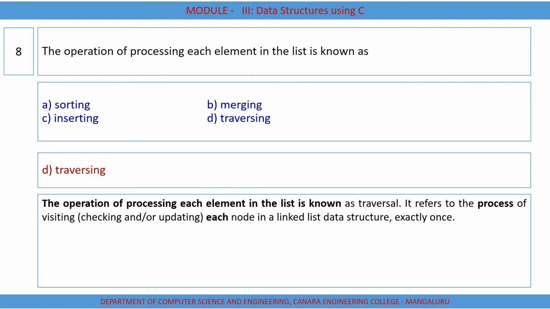The answer for this question is traversing. The operation of processing each element in the list is known as traversal. It refers to the process of visiting each and every node in the list exactly once.